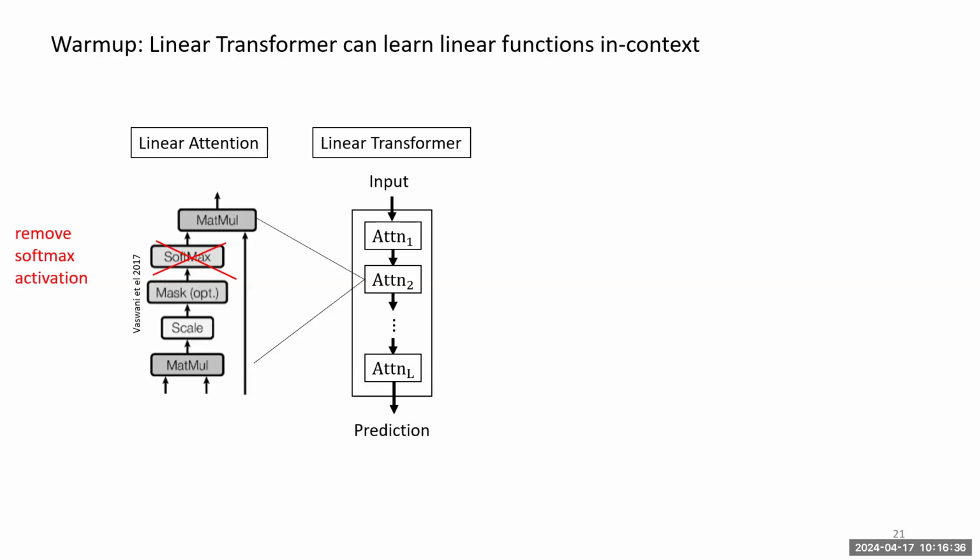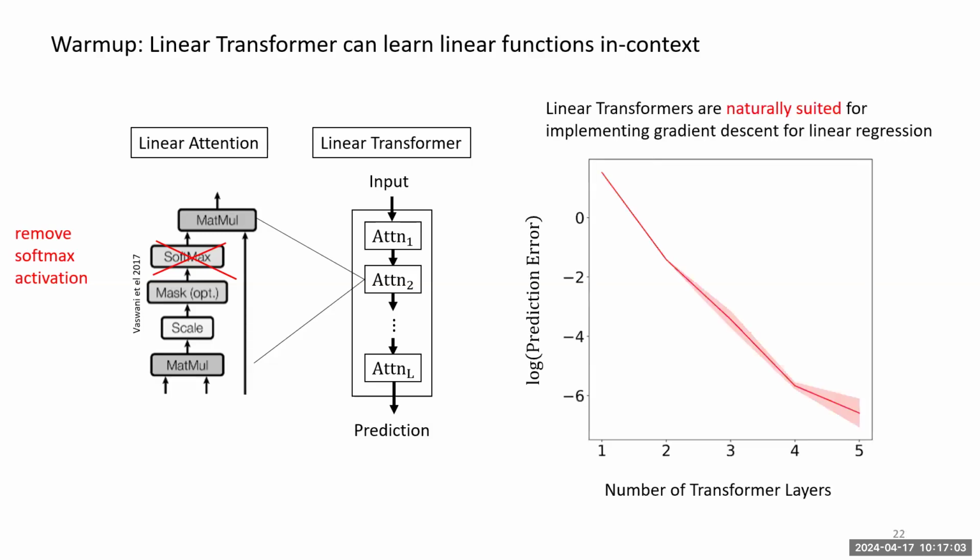And we'll also begin by considering a simplified transformer architecture called the linear transformer, which removes this softmax nonlinear activation from the attention module. And by stacking these linear attention layers, we get the linear transformer. So understanding this simple setting will be a very important first step towards explaining in-context learning in more complicated settings later on. And the remarkable thing is that in practice, the linear transformer does very well at learning linear functions.